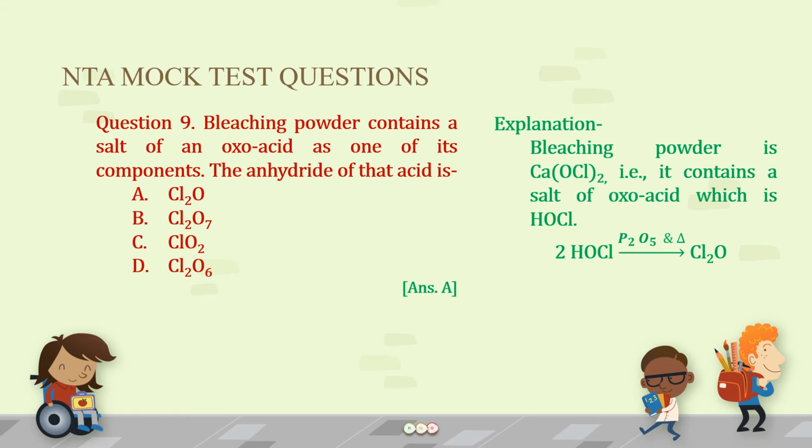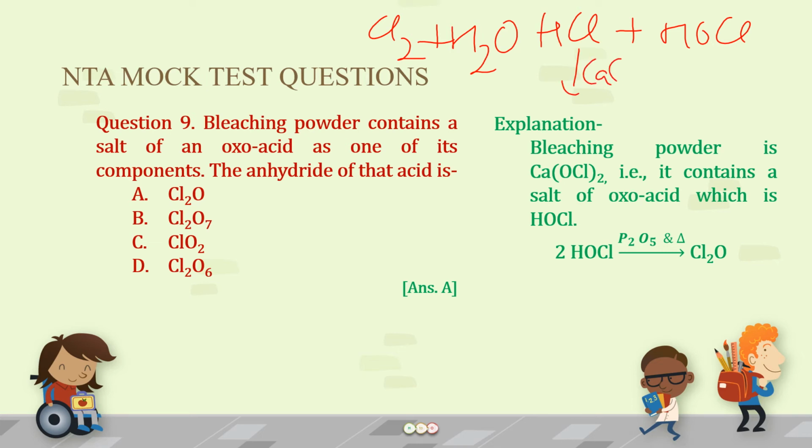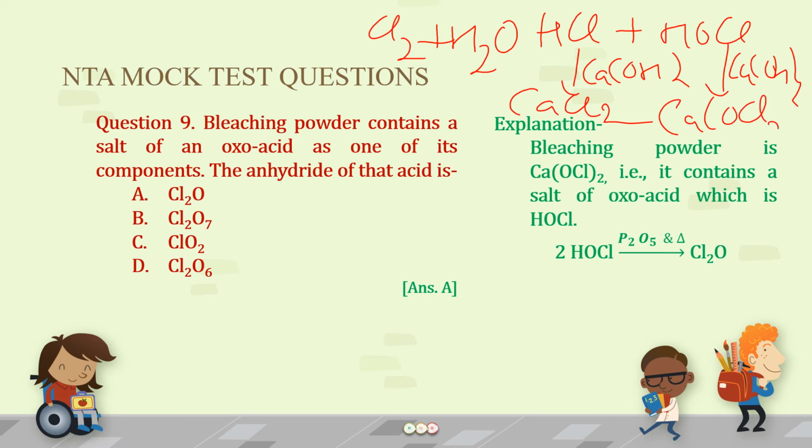I hope you all remember, because you have seen the whole reaction, that the products we found were HCl and along with that HOCl when we react chlorine with water. Then further this is going to react with calcium hydroxide to give us calcium chloride, and HOCl is also going to react with calcium hydroxide to give us calcium oxychloride. So these are the two products. So from which oxoacid have we got the bleaching powder? It is from HOCl.